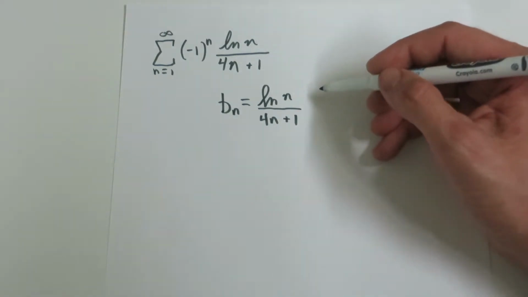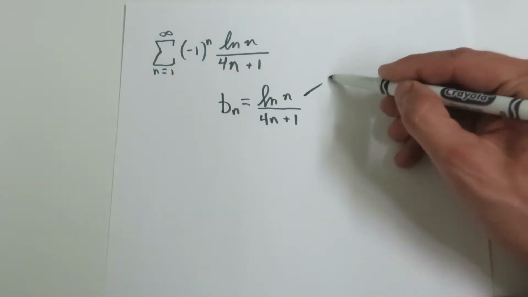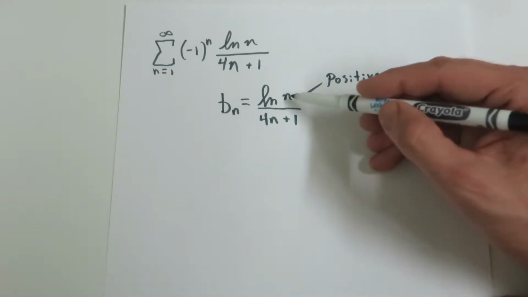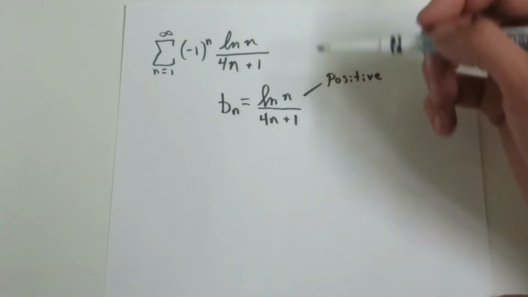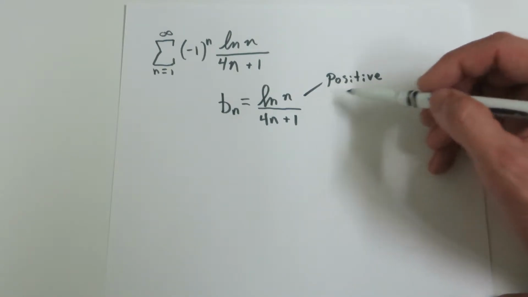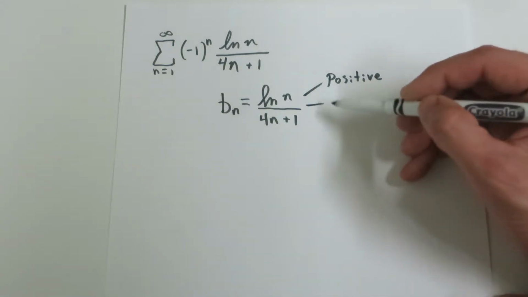Now we can see right away that this is going to be positive. It's going to be positive because n is an integer. N is an integer greater than 1, so it's going to be ultimately positive here.